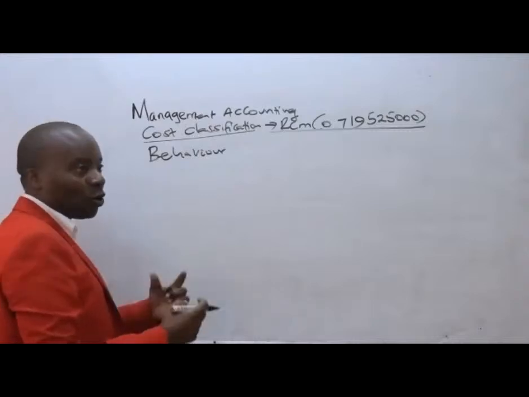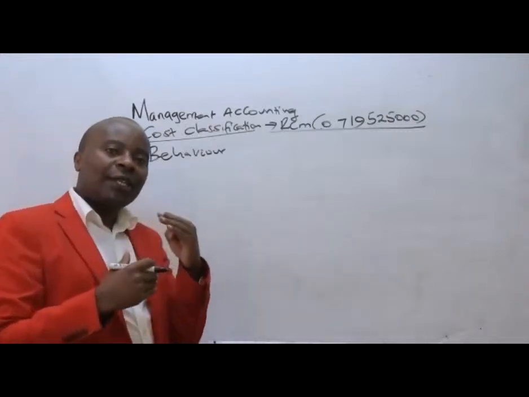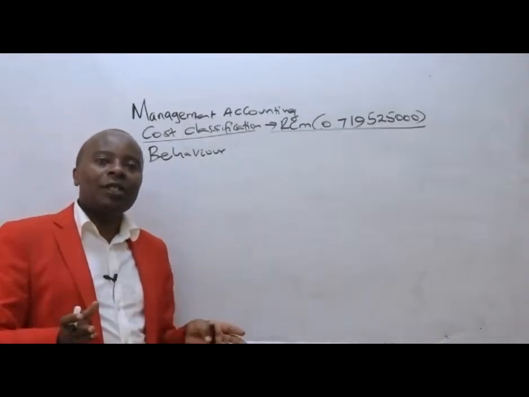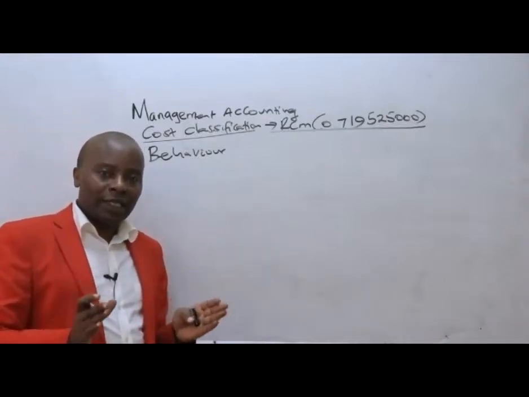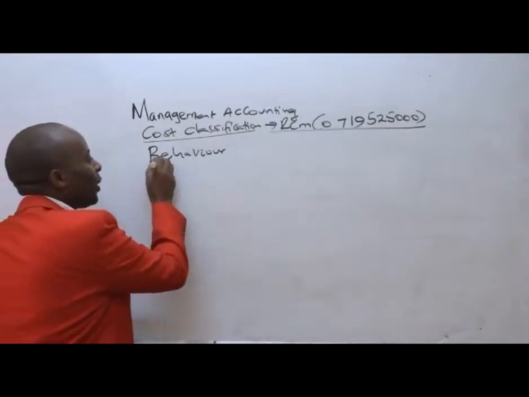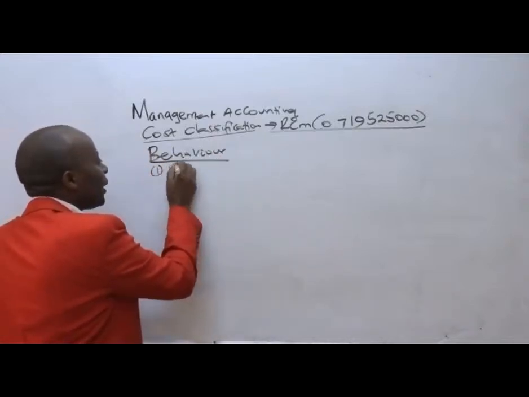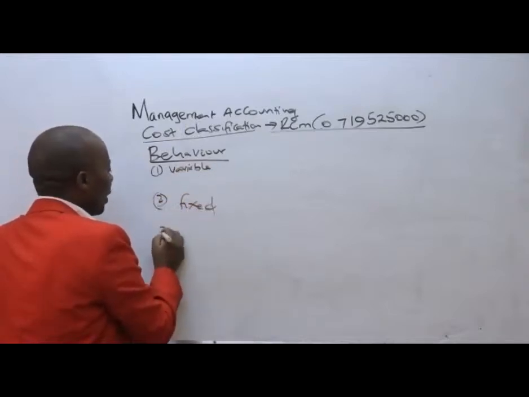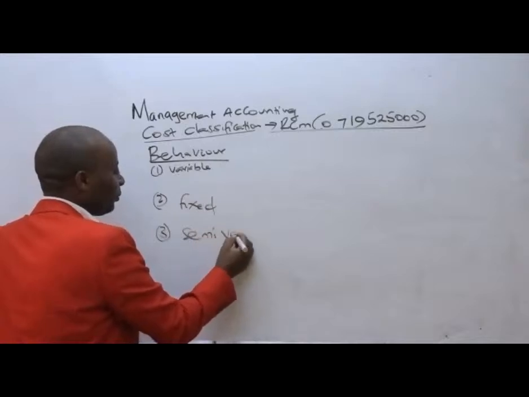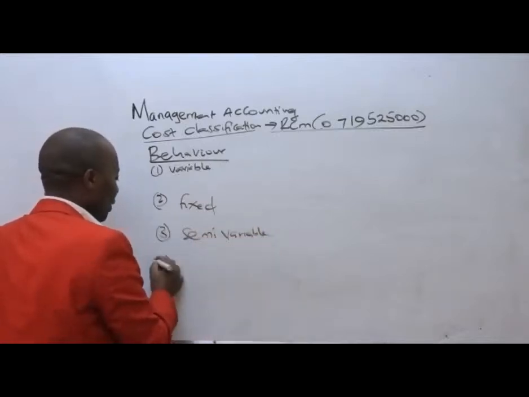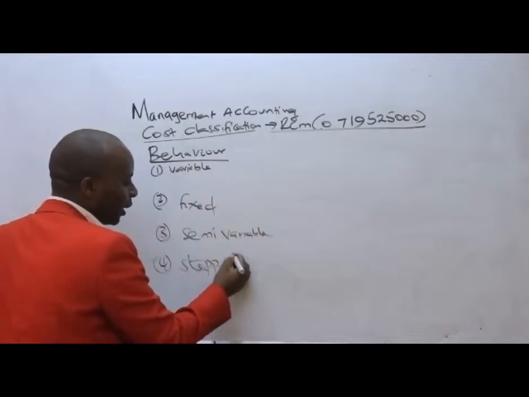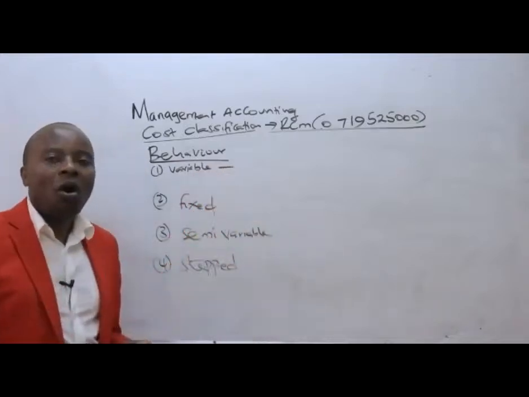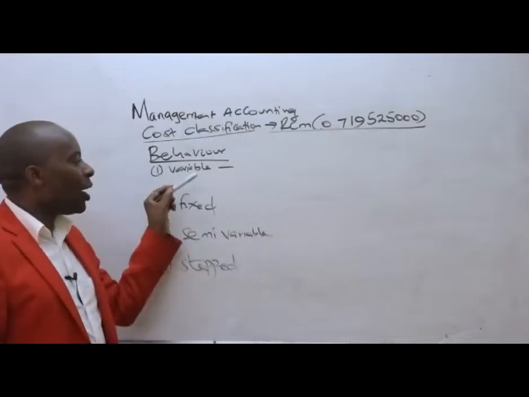Behavioral classification, how do they behave? You know, there are those costs that change as output changes. There are those costs in this case that are ever static. So in terms of behavioral classification, ladies and gentlemen, we have costs that are variable. We have costs that are permanently fixed. We have costs that are semi-variable. We have costs that move forward in form of steps, what we call the stepped fixed cost. Ladies and gentlemen, variable cost, I would want you to appreciate from the word vary.